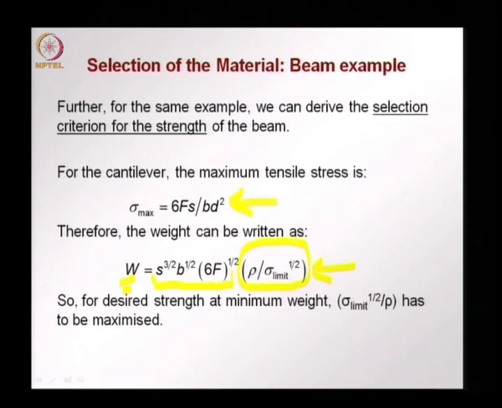So, what we find out is if W, or the weight of the beam, has to be low, we have to have this quantity rho divided by the square root of the limit strength minimized, or in other words, for desired strength at minimum weight we have to maximize this quantity, which is the square root of the strength of the material divided by its density, and this again is valid for all types of beams.